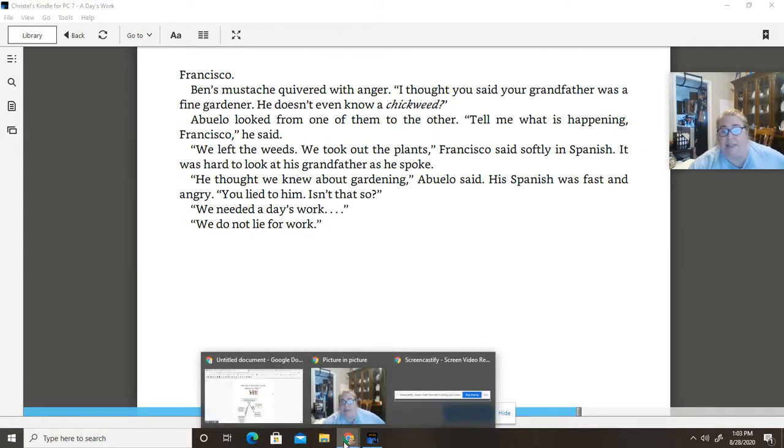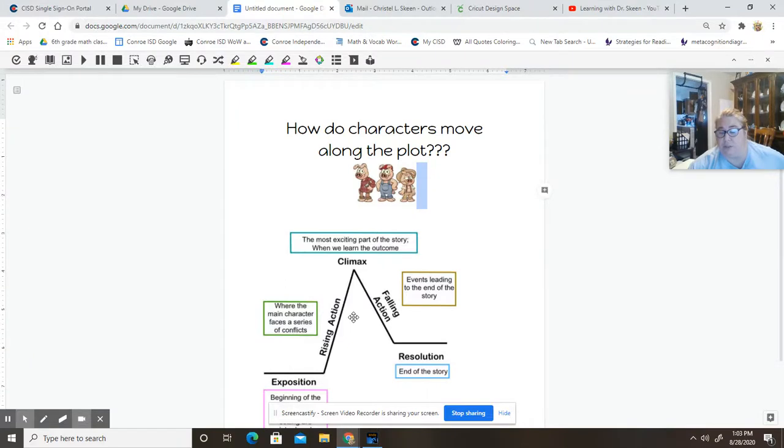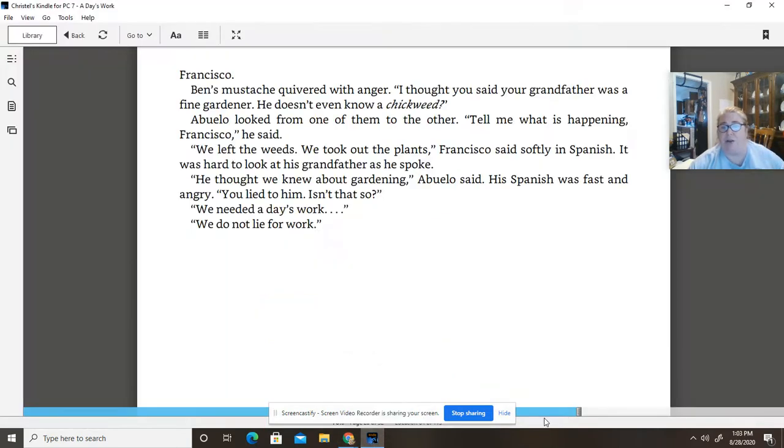So now you can kind of see that both of the characters are doing something. So we have an issue here. We have a big problem. And we don't just have the problem that they pulled the wrong thing out. We have the problem that Francisco lied. And we're going to see how grandfather kind of moves it for that. He says, "We don't lie for work."